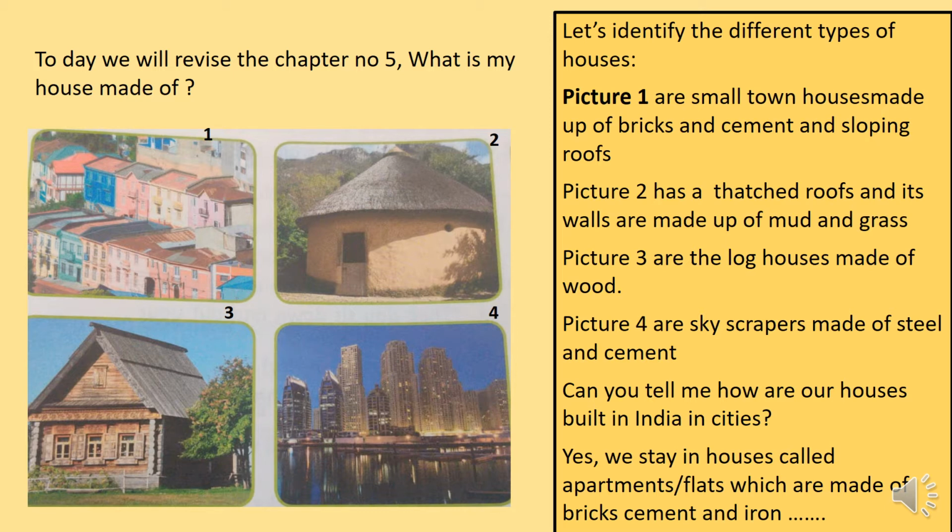What do we have in picture number 2? A house with a thatched roof, made up of grass and mud. Picture number 3, I can see that the house is made up of wood and logs, and so it's called a log house made up of wood. Picture number 4, I can see the skyscrapers, and skyscrapers are made up of steel and cement.